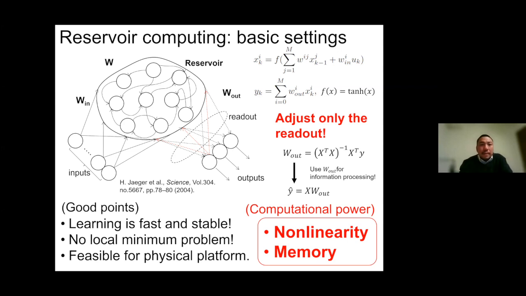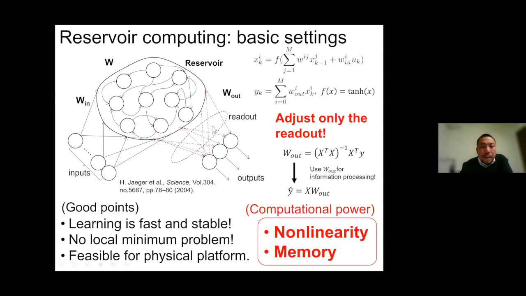This diagram suggests a very simple case. Today we only consider the simplest case, so the readout part is a linear summation. But of course, there are lots of variations right now. For example, you can put some nonlinear functions or a feedforward neural network here. But anyway, we only adjust the readout.